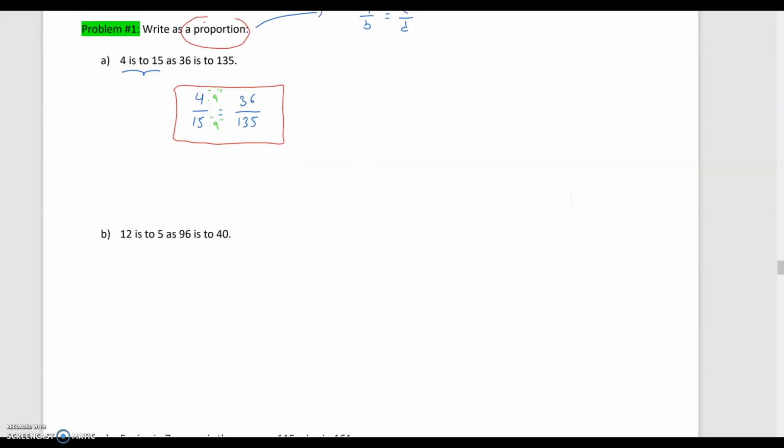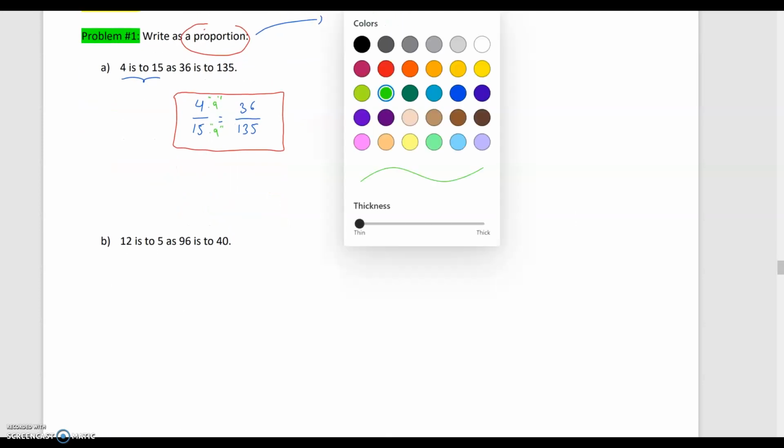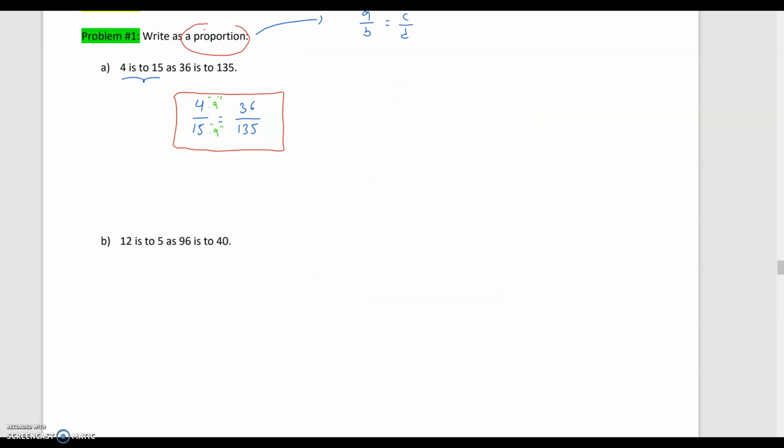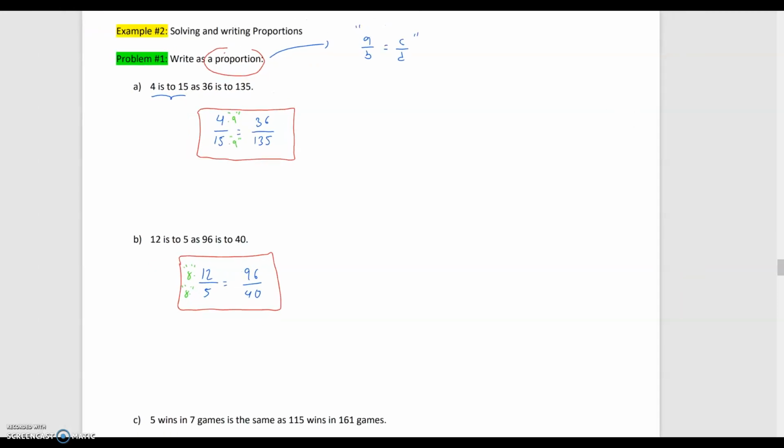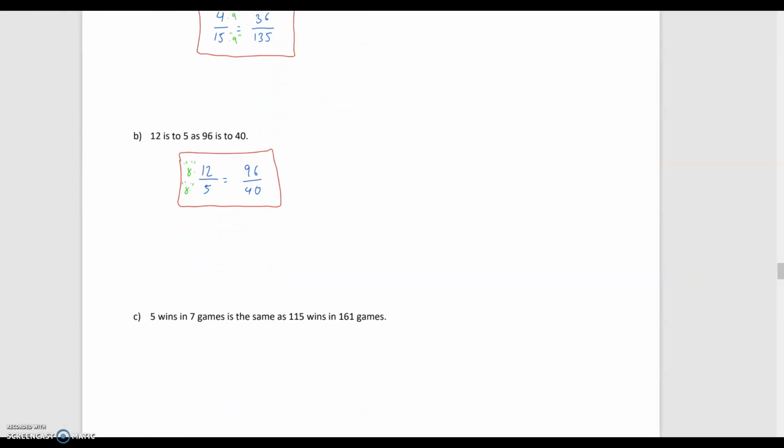Okay, so let's move on to problem B. And on problem B, same scenario, they want us to set it up as a proportion. So in this case, 12 divided by 5 has to be equal to 96 over 40. This is technically our proportion. And we're always writing them as two fractions equaling each other. And we do have to check. And notice that multiplying times 8 will work on this particular one. That's it for B. Let's move on to C.